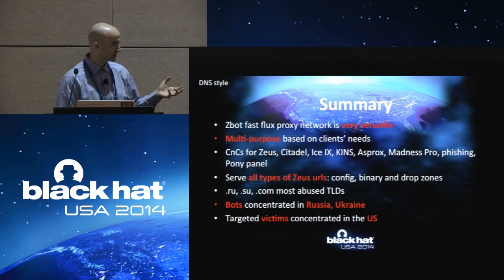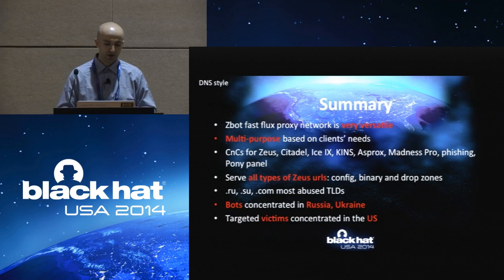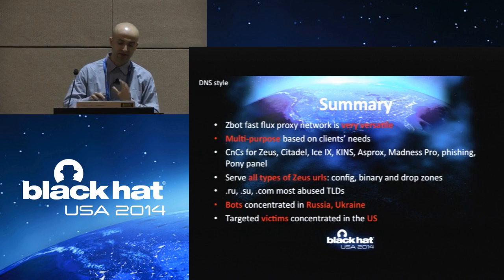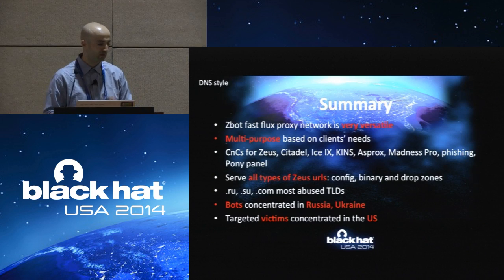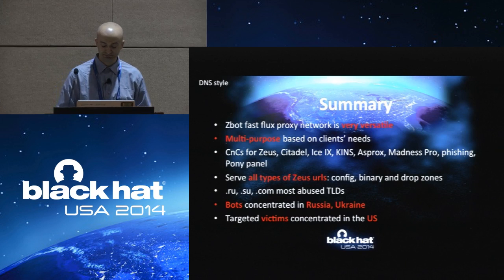Then the other interesting thing is that the TLDs most abused are .ru and .su. Moreover, the bots are mainly in Russia and Ukraine. So we see this kind of Russian connection prevalent here. And then at the end, we saw that the targets were mainly in the United States.